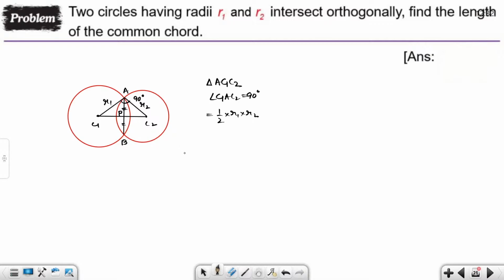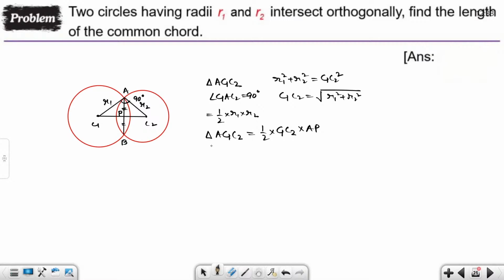Now, can we say that the area of the triangle AC1C2 is also half into base, that is C1C2, into AP? Am I correct? What is C1C2? That is the distance between these two centers. In triangle AC1C2, from the Pythagoras theorem, R1 square plus R2 square is C1C2 square. Therefore, C1C2 is under root R1 square plus R2 square.